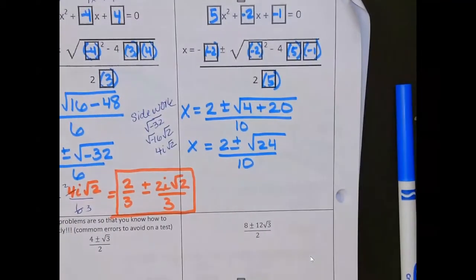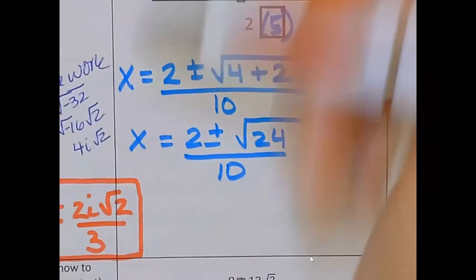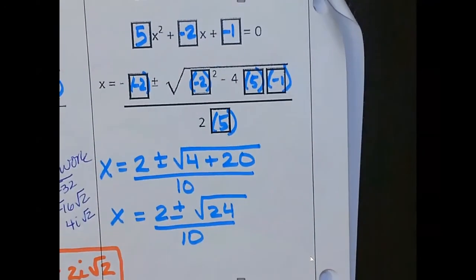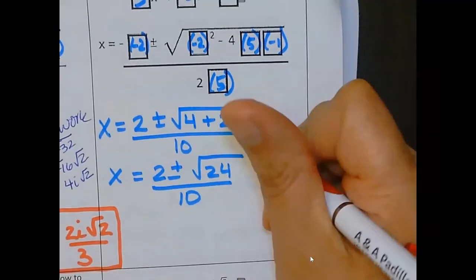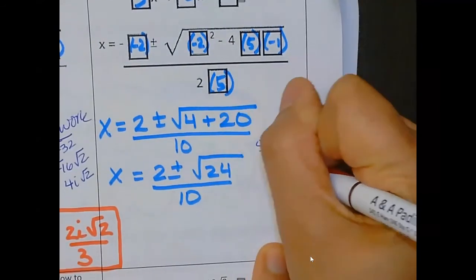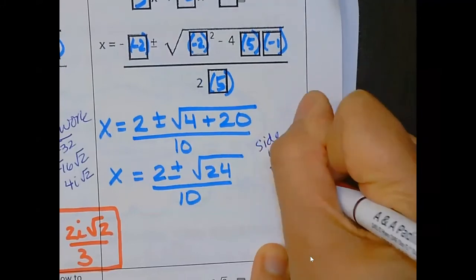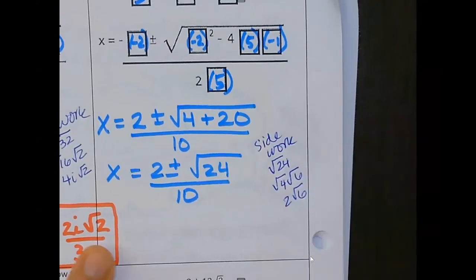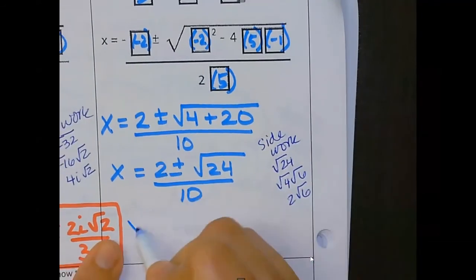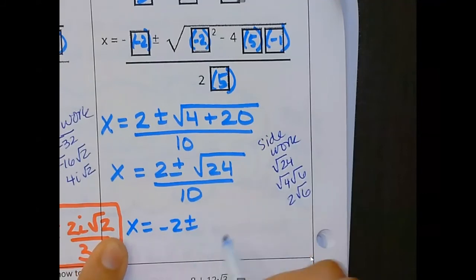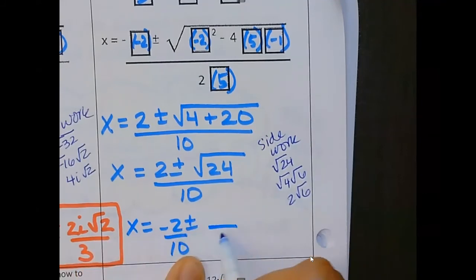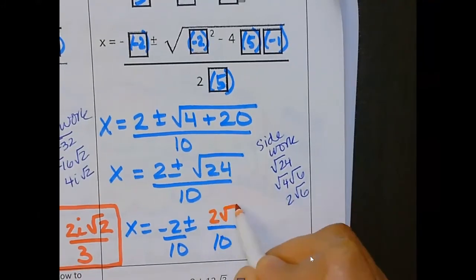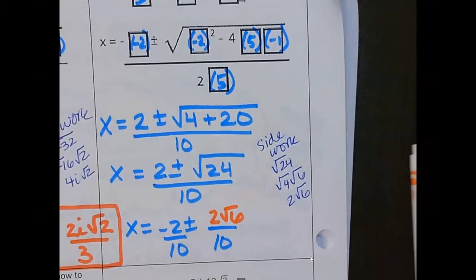Looks good. And again, I would mark your answer wrong. You kind of just need to look at this and say, wait. Can I simplify a little bit more? Is there anything else I can do? And yes, you can. So some quick side work. So I'm going to rewrite this as square root of 24 is the same as 2 root 6. See if anything simplifies, and it does.